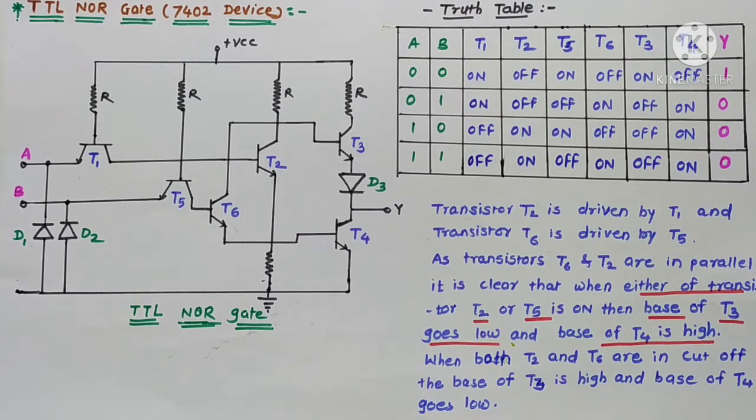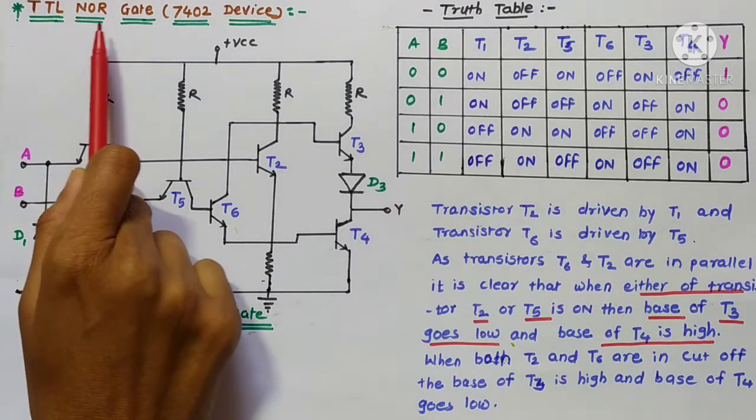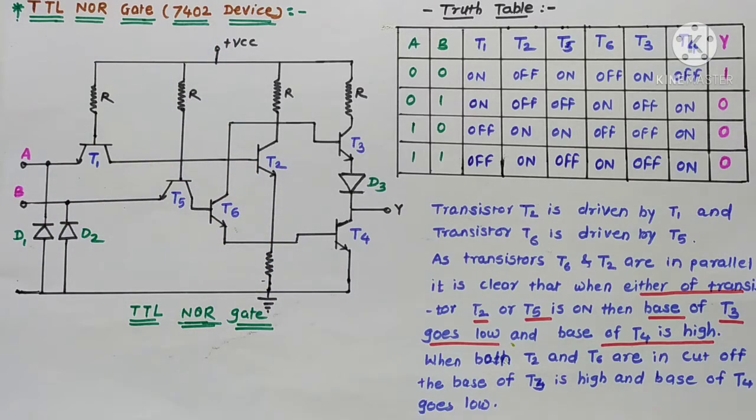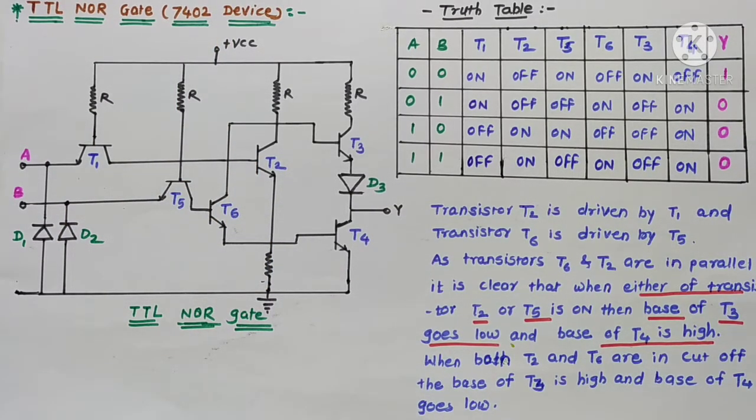Hello students, in the previous lecture we studied characteristics of semiconductor digital ICs and the TTL NAND gate. Today we are going to learn about the TTL NOR gate 7402 device. This is another universal gate, and this TTL NOR gate circuit can be obtained from the TTL NAND gate.